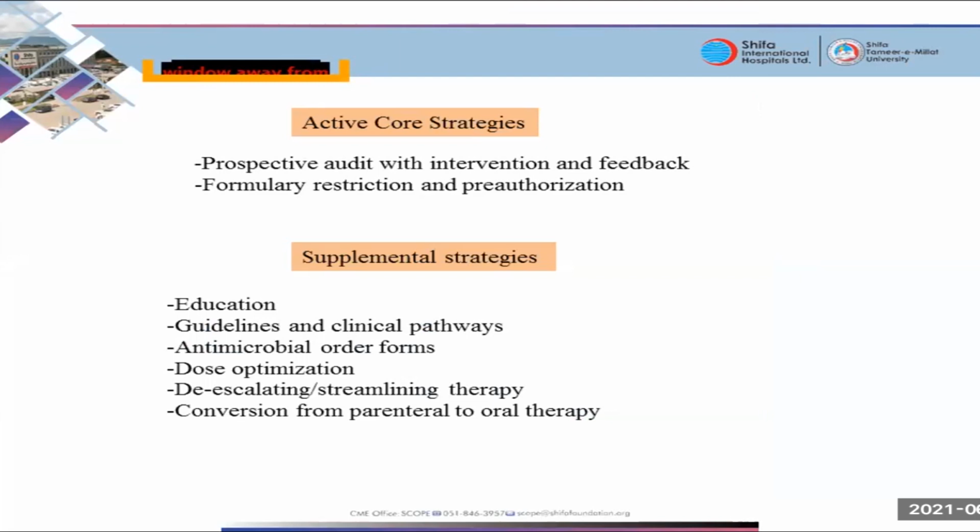So there are 2 strategies. The active core strategies are prospective audit with intervention and feedback, and the second core strategy is formulary restriction with pre-authorization. Then there are certain supplemental strategies which can be used in addition to these core strategies, such as education, making guidelines or clinical pathways, making antimicrobial order forms, optimizing the doses, de-escalating the therapies, and converting from IV to oral therapy.